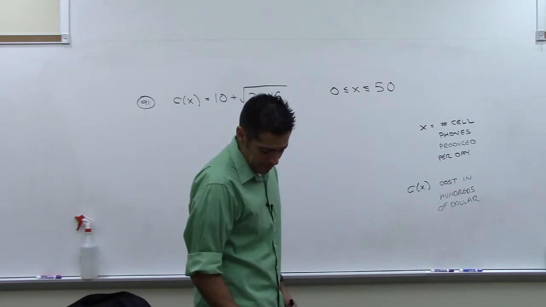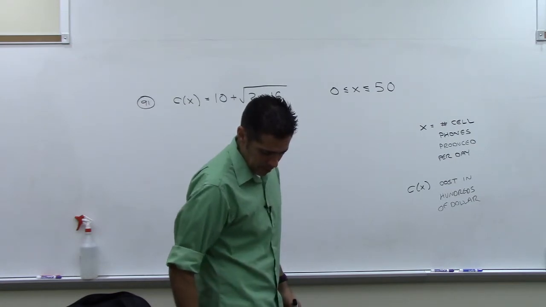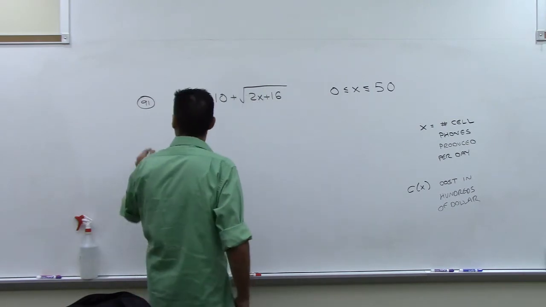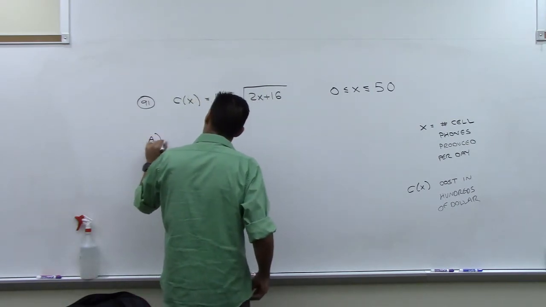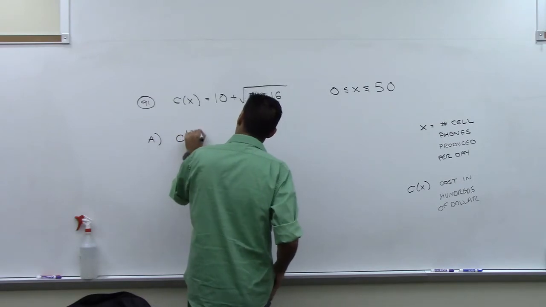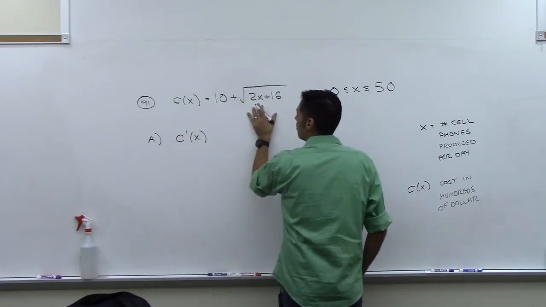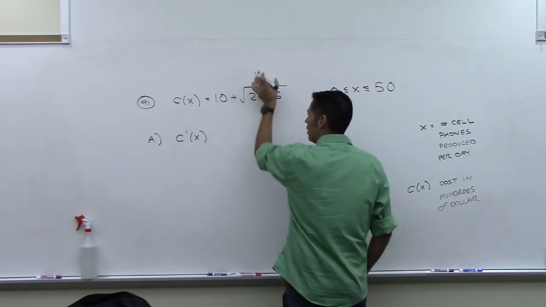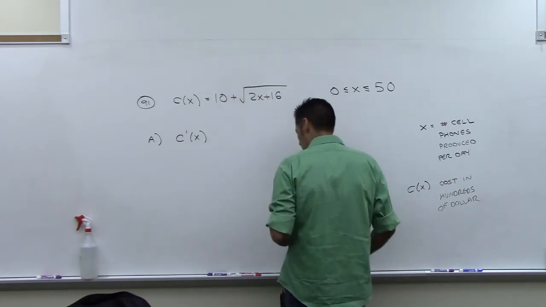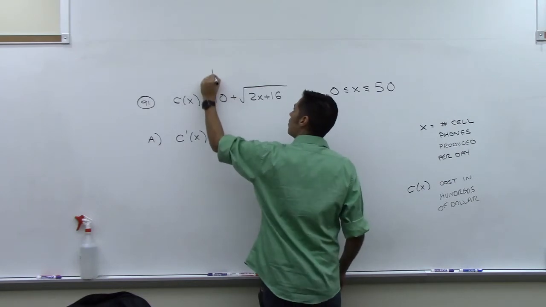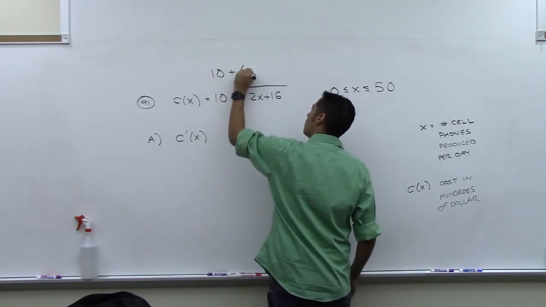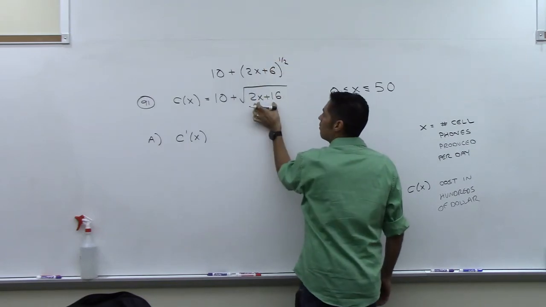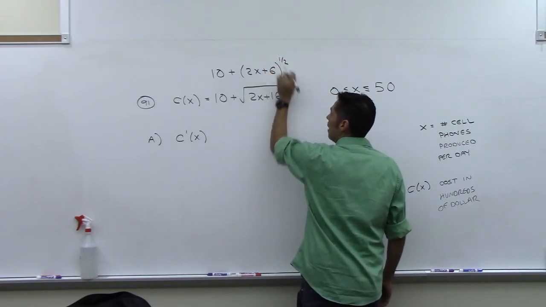So what do they want us to do here? They want us, part A, to find C prime of X. So for C prime of X, we're going to look at this here. We have this plus this, so we have two terms. We take the derivative of each one separately. Before I do the derivative, let me go back up here and rewrite this. Just remember that this is really the same as this. So I'm converting the radical over to the fractional exponent there.